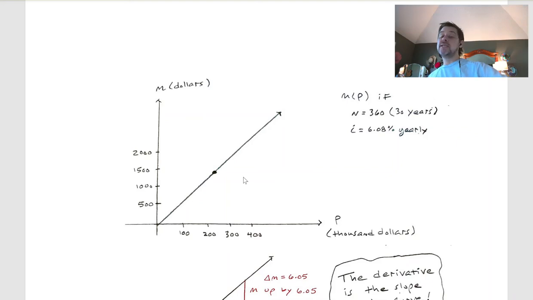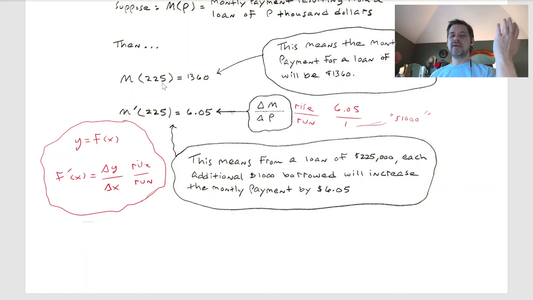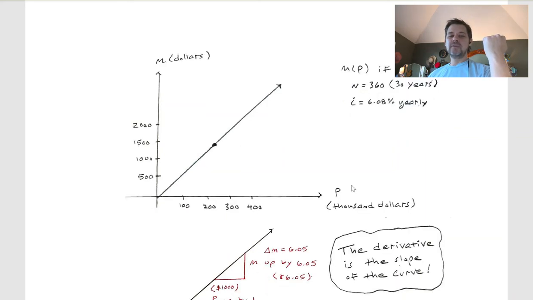The numbers I was actually using when I did the math behind the scene here, because I said don't worry how I got 225 and 1360 and 225 and 6.05. The numbers I was actually using: N was 360, so that's 360 payments, a monthly payment for 30 years. Okay, so it would be like a 30-year mortgage. And then 6.08% yearly. Those were the numbers that I decided to use in order to get those numbers.